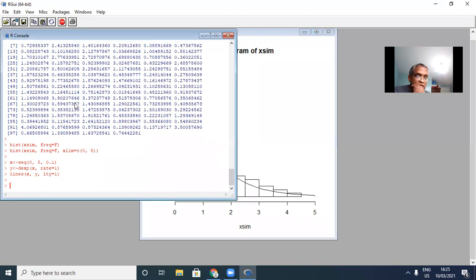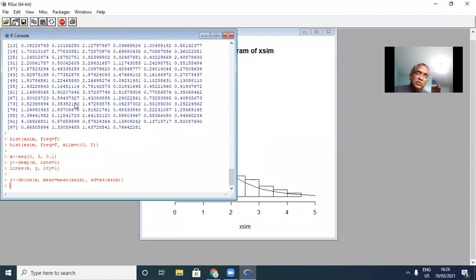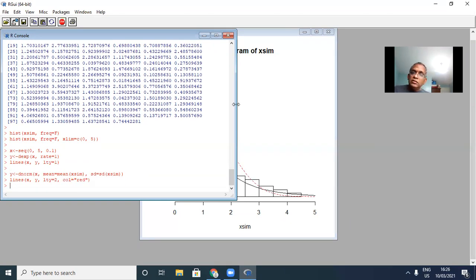Now, let me try to do what I did earlier, right? That is, define y as the density of the normal at x with the mean parameter equal to the mean of the simulated data and the standard deviation parameter equal to the standard deviation of the simulated data, right? And then I'm going to draw lines with a different color, let's say red, okay? See, this is what you see.